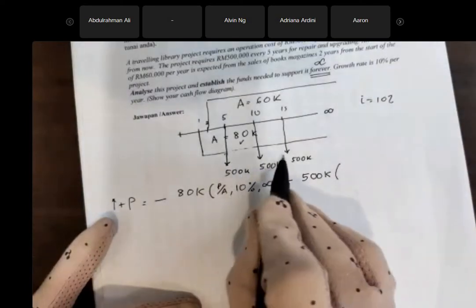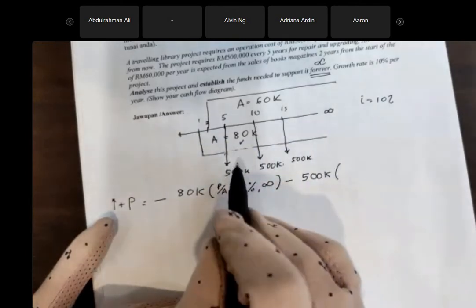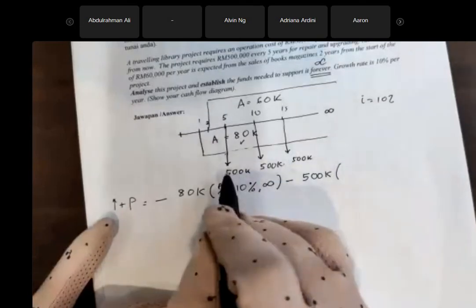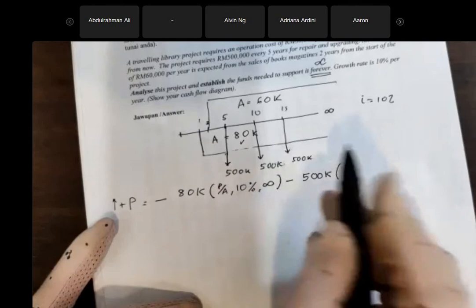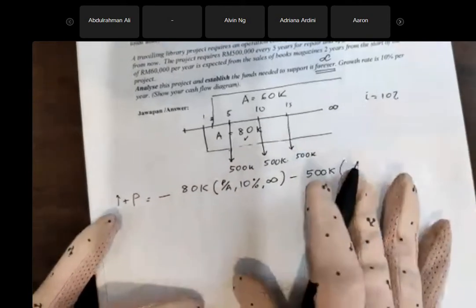Here the problem is you have each 5 years, not each year. Kalau each year senang, this is A. But now it is every 5 years. So maybe you can leave this ni. Okay, I will explain this one.